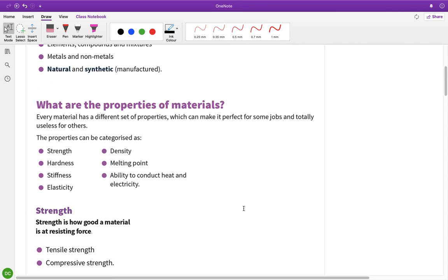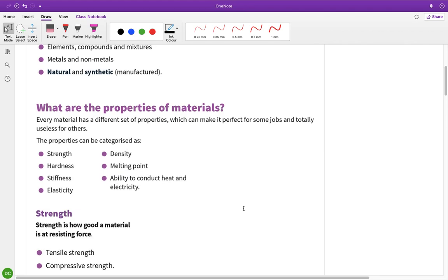So a couple of properties then, just to look at. Every material has a different set of properties which can make it perfect for some jobs and totally useless for others. Like my example of using a cardboard frying pan, it's utterly ridiculous. It would literally be totally useless as a frying pan. But cardboard has plenty of uses, and it's perfect for some jobs. So looking at the properties, and we're going to go through each one of these: strength, hardness, stiffness, elasticity, density, melting point, and ability to conduct heat and electricity.